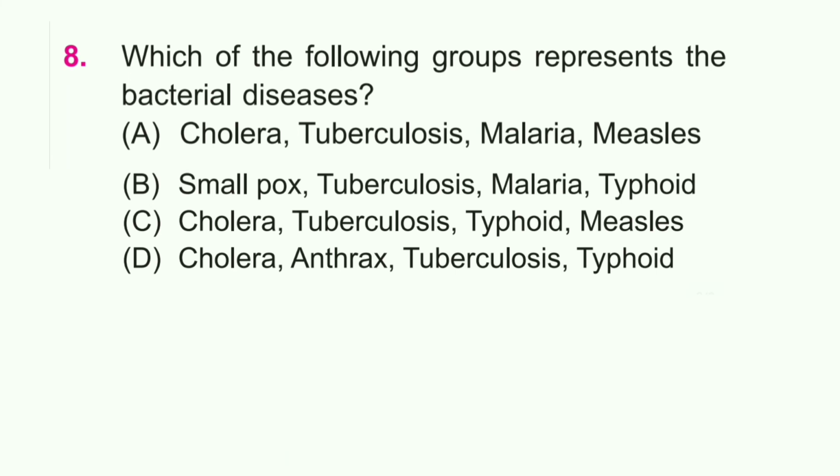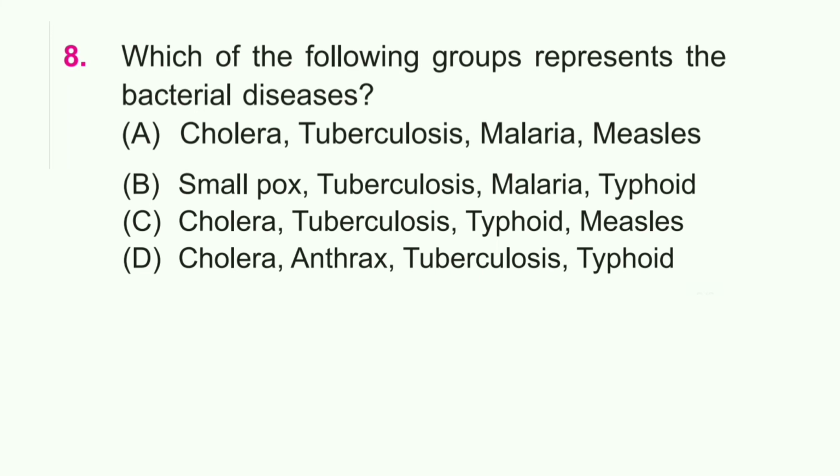Question number 8. Which of the following groups represents the bacterial diseases? Option A, cholera caused by bacteria. Tuberculosis also bacteria. Malaria is caused by the Plasmodium parasite. Measles, virus. Option B, smallpox caused by virus. Tuberculosis, already we have discussed, is by bacteria. Malaria, parasite. Typhoid, bacteria.